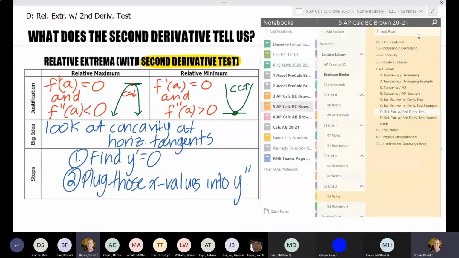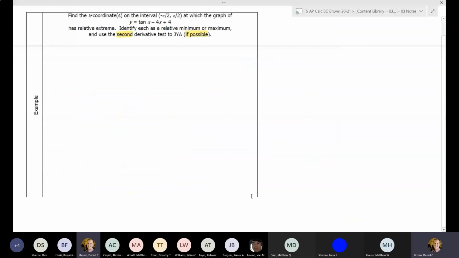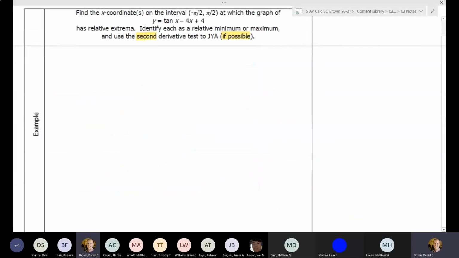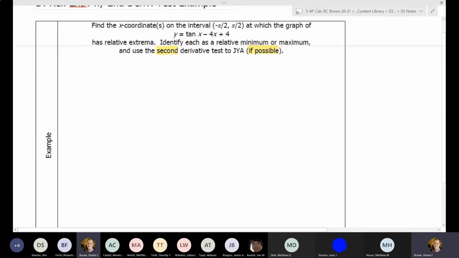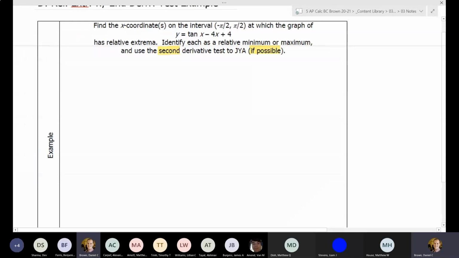Another case where I do sometimes like doing the second derivative test over the first derivative test is examples with trig. Not always, but sometimes, especially if you've done the homework, you've probably noticed that doing a sign chart with trig is just a little bit more complicated. You have to think about the radians and where things are positive or negative.